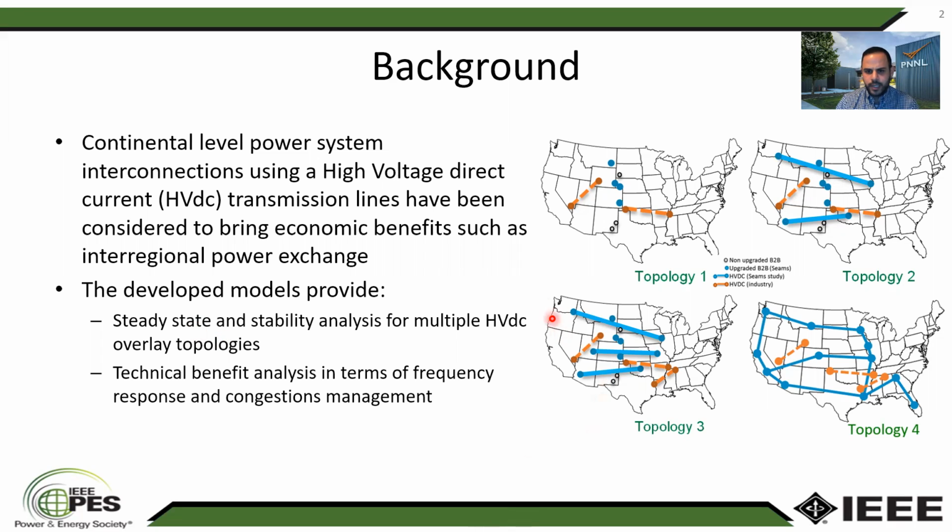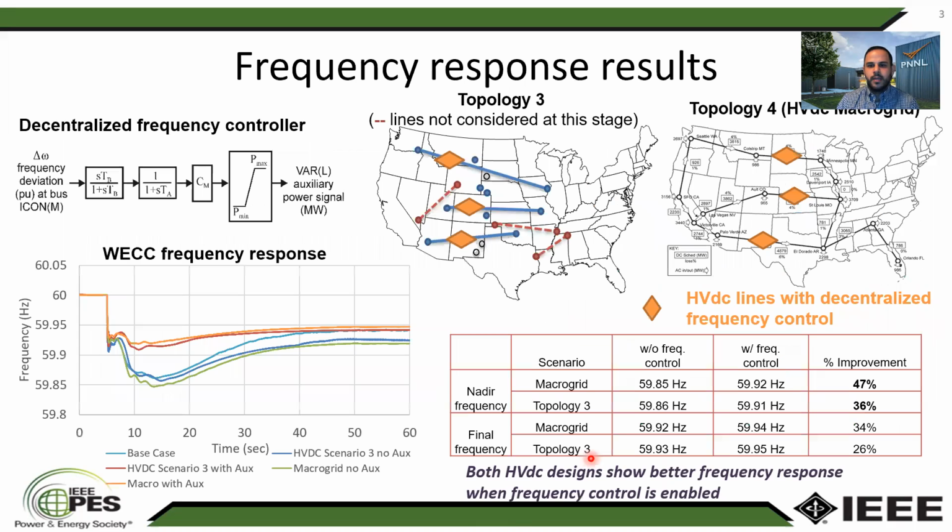And here in this case, we're just highlighting topologies 3 and 4, since these are the more comparable and the ones with the significant power exchange level. So first, we want to talk about the frequency response results. First, we consider a decentralized frequency controller that we implemented here on the long HVDC lines crossing the seams of the interconnections. Here, it's highlighted with the diamond shape.